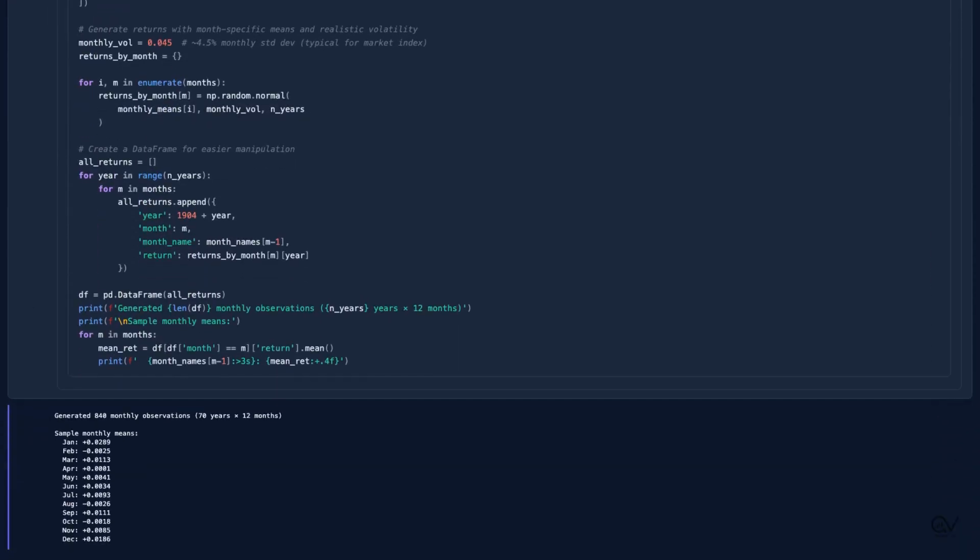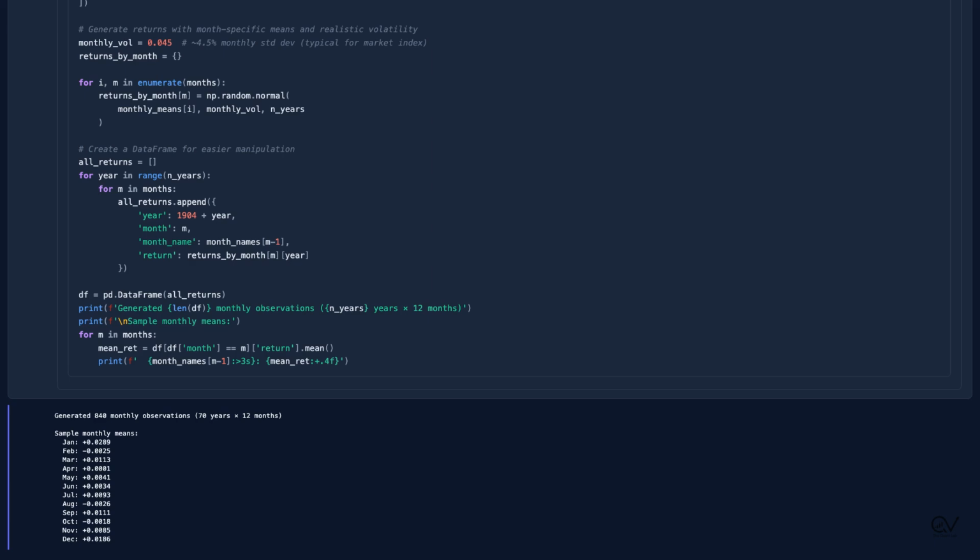We generate synthetic monthly returns calibrated to match the paper's key findings. January gets a mean return of 3.5%, nearly 3 times higher than any other month. February and June are set near zero or slightly negative, while December and November are moderately positive. The volatility is set at 4.5% monthly, which is realistic for a broad market index. This gives us 840 observations, 70 years times 12 months, matching the paper's sample size.